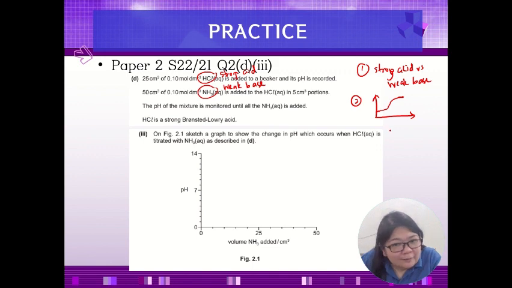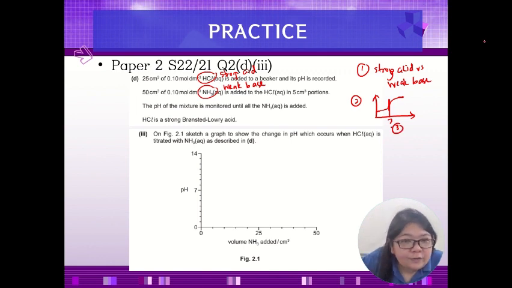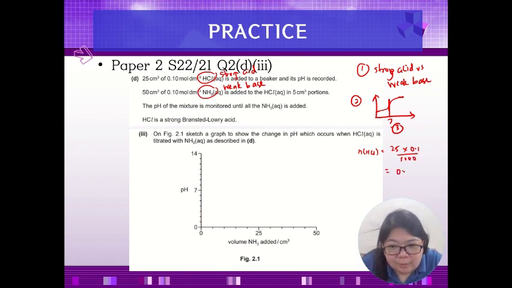What we do next is find the volume of the endpoint. Here HCl is 25 cm³, 0.1 mol per dm³. So let's find the number of moles of HCl, which is 25 times 0.1 divided by 1000, which is 0.0025 mol. Am I right? 1, 2, 3.